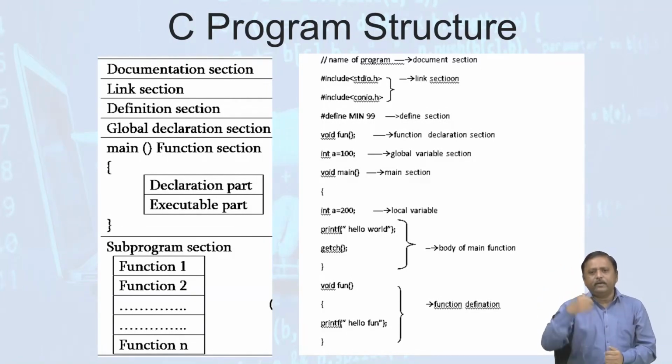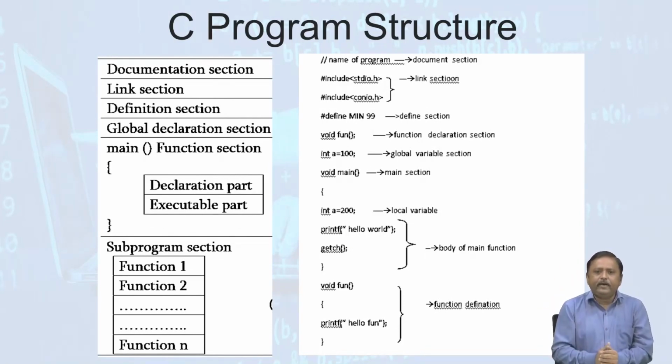The second file we generally include is conio.h. It represents console input output. That means you can read data or write data using console input output.